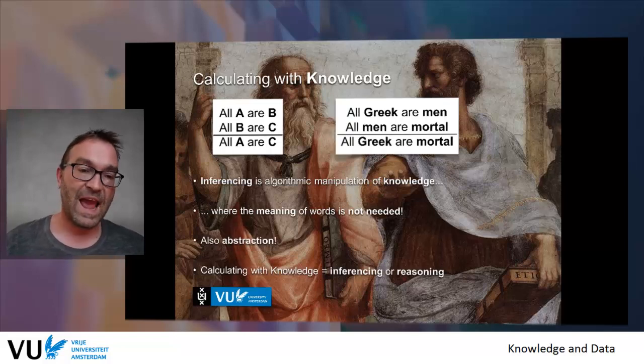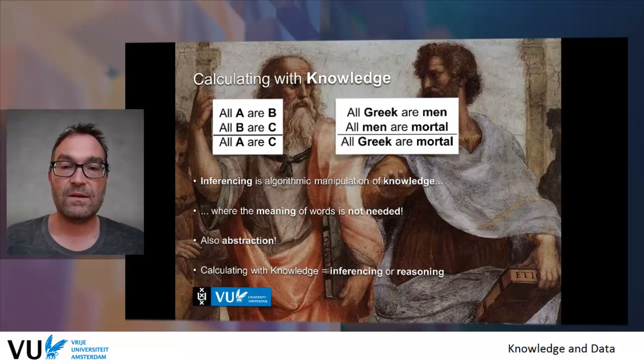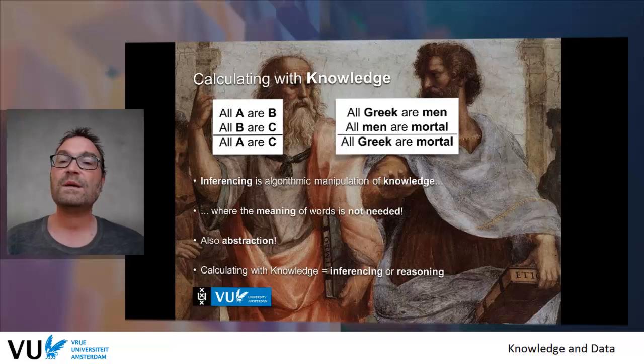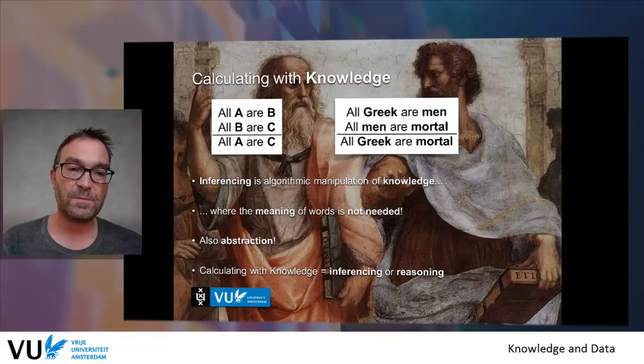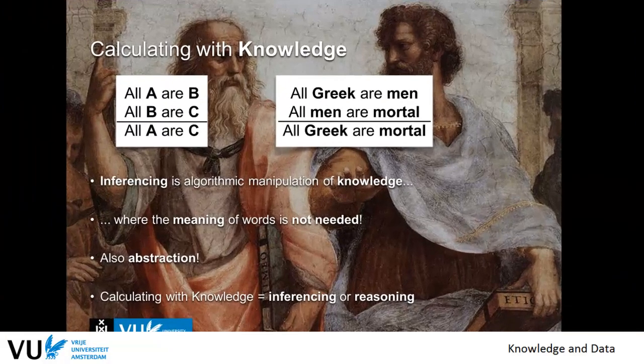So again, this syllogism of Aristotle holds for any choice of A and B and C, only because of the form and only because we interpret the operators, all and are in this case. And thus we have an abstract argument, which we can then instantiate for the different instances like Greek and man and mortal.